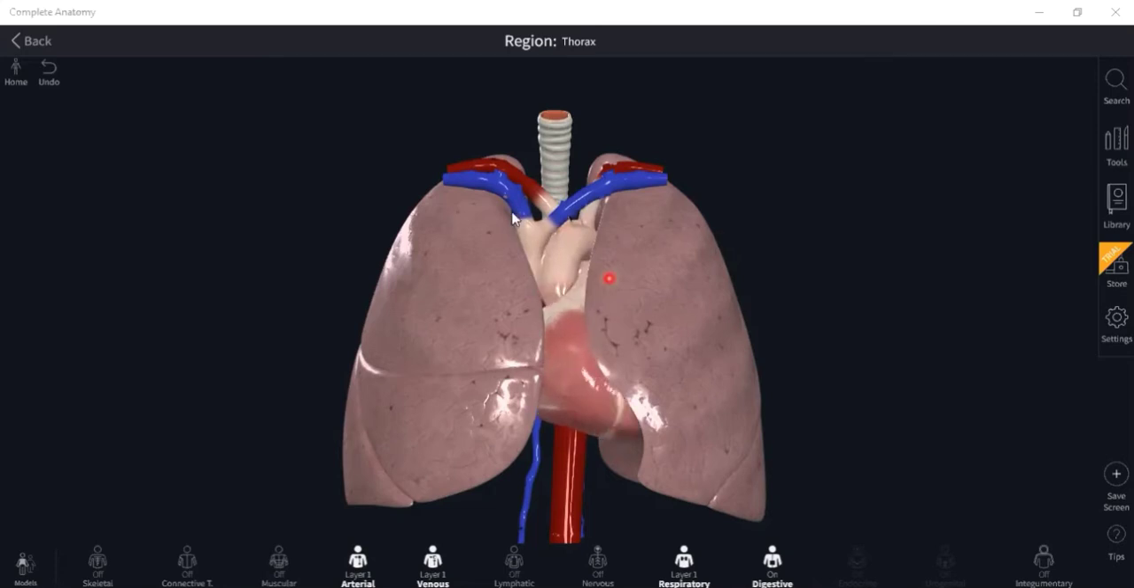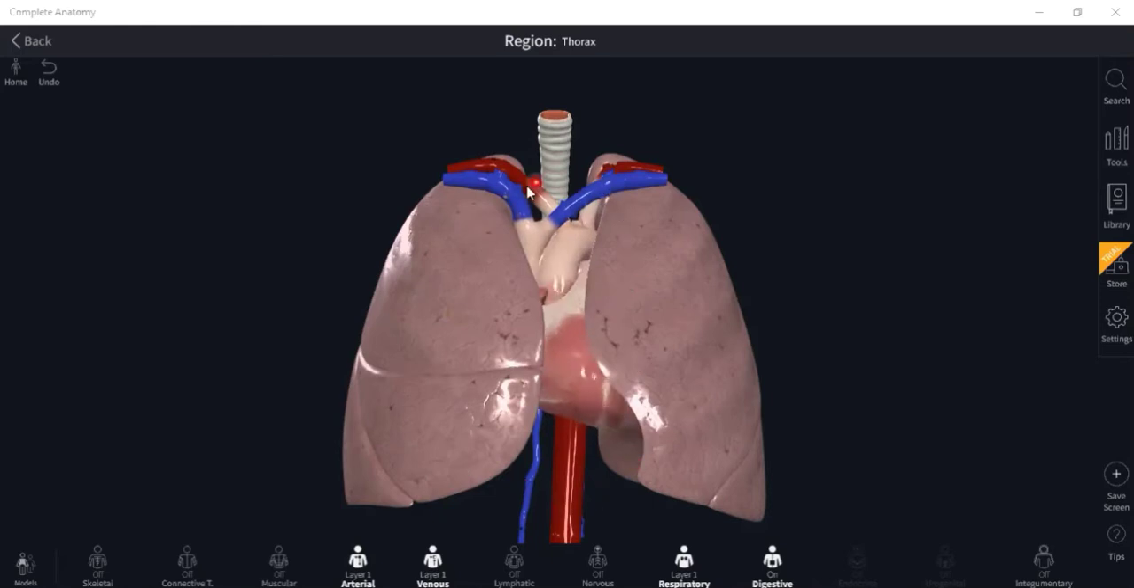Today in this tutorial, I am going to explain the mediastinum. As you can see in this picture, we have two lungs, one on this side and one on this side. Between these two lungs, we have this space. The space between the two lungs is called the mediastinum.